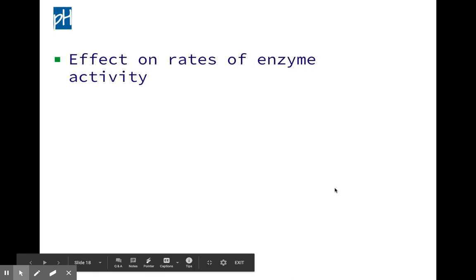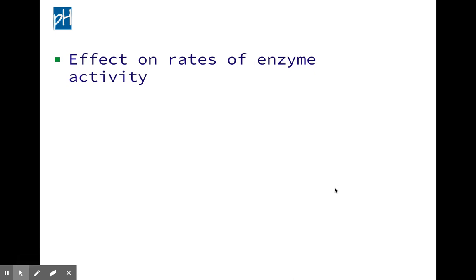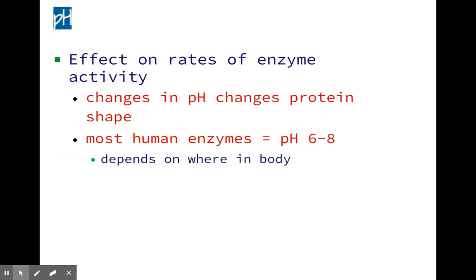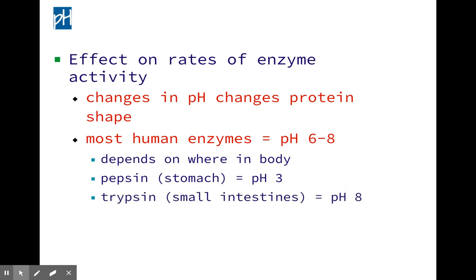The next one is pH. The pH inside of our system can also affect the rate of reaction of the enzymes. If I change the pH, I change the shape in the protein. Most human enzymes work between a pH of 6 to 8. It depends though wherever you are at in your body. So for example, pepsin, which is an enzyme, is found in your stomach. Pepsin works best at a pH of 3. Trypsin, which is in the small intestines, works best at a pH of 8.